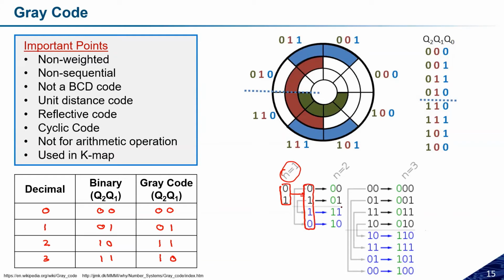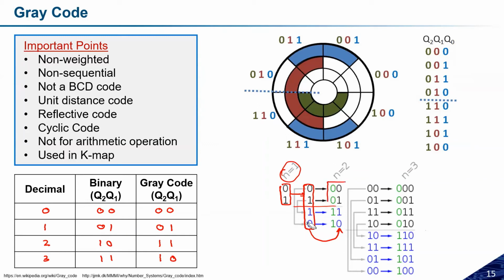Now once we are ready with the LSB, and the point where we have put the mirror to make it reflective, just put the upper part as a logic 0 and the lower part as a logic 1, and the whole code will become the gray code for n is equal to 2. So this is how we can say.